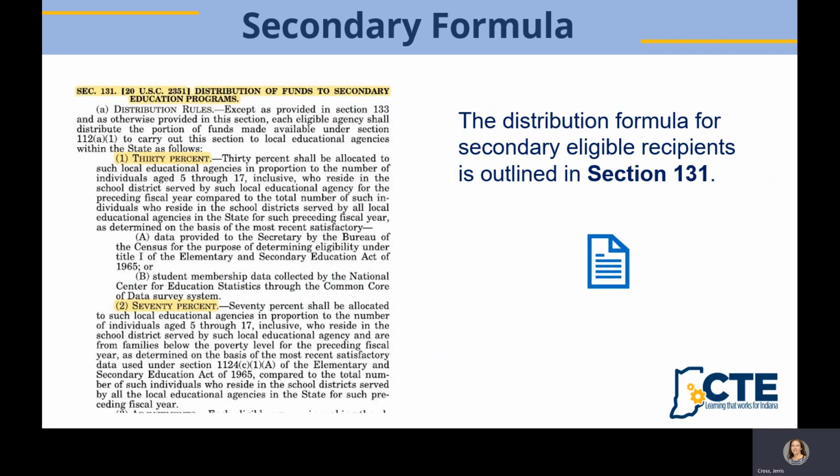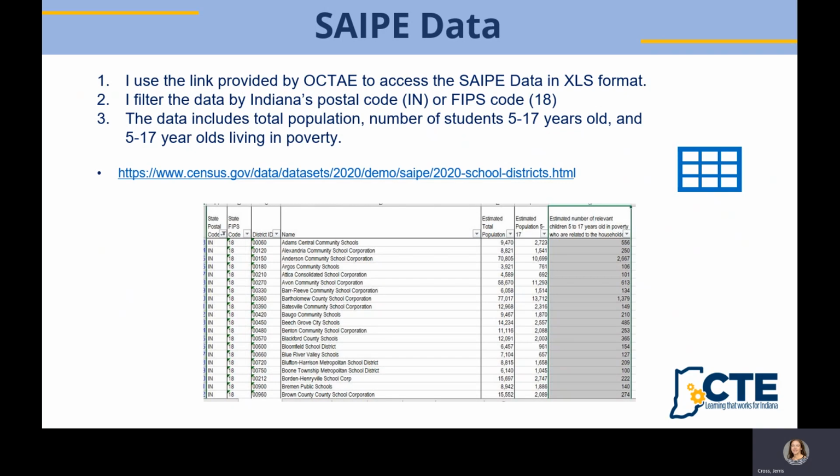The distribution formula for secondary eligible recipients is outlined in Section 131. We'll talk more about this when we look at the actual data, but you can see from the legislation that it is a 30-70 split. I used the link provided by OCTAE to access the SAIPE data in a spreadsheet. I filtered the data by Indiana's postal code or FIPS code. The data included is the total population for the state, the number of students 5 to 17 years old, and 5 to 17-year-olds living in poverty.